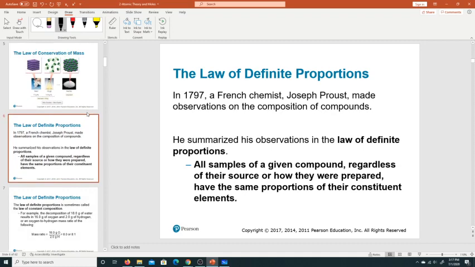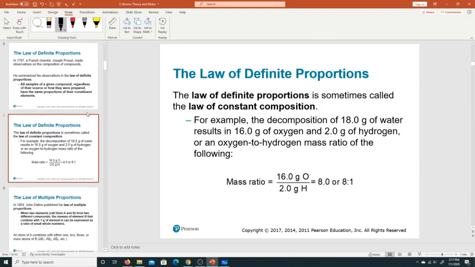Law of definite proportions. This is 1797, by Proust. All samples of a given compound, regardless of the source or how they were prepared, have the same proportions of the constituent elements. So the idea here is that if you decompose, for example, 18 grams of water, that will break down into 16 grams of oxygen and 2 grams of hydrogen. In other words, 16 over 2 is the same as an 8-to-1 ratio. So basically, if you had any mass of water and broke it down into its components, it will always have a fixed ratio of 8-to-1.